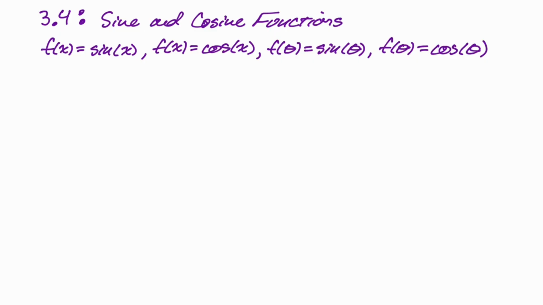So f of x is sine of x, f of x is cosine of x. But also in trig, usually you're talking about angles, so you use theta, which is conventionally used for angles. So f of theta is sine of theta, f of theta is cosine of theta. Some things that we need to know.